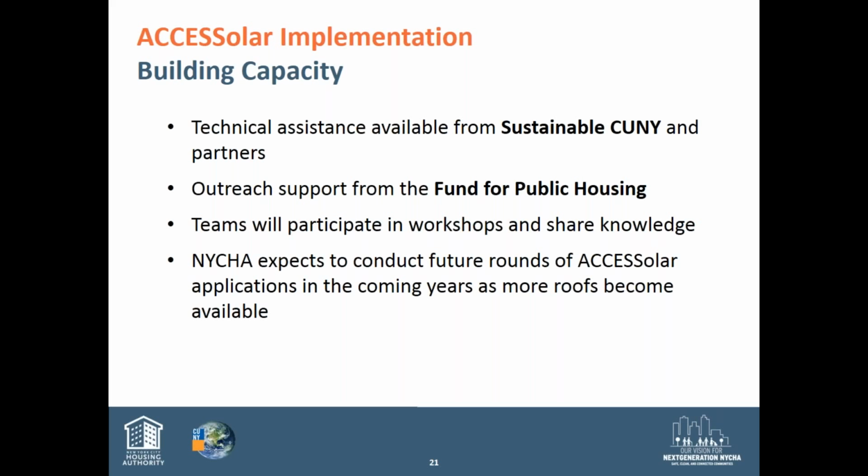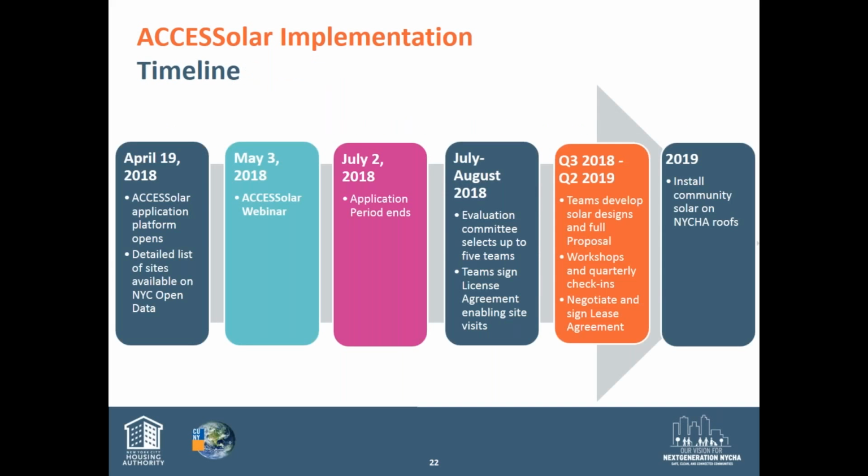Importantly, this is just the beginning for ACCESSolar. NYCHA is planning to conduct future rounds in the coming years as more roofs become available until we've reached our 25 megawatt goal. And here's the timeline for this round of the ACCESSolar program.